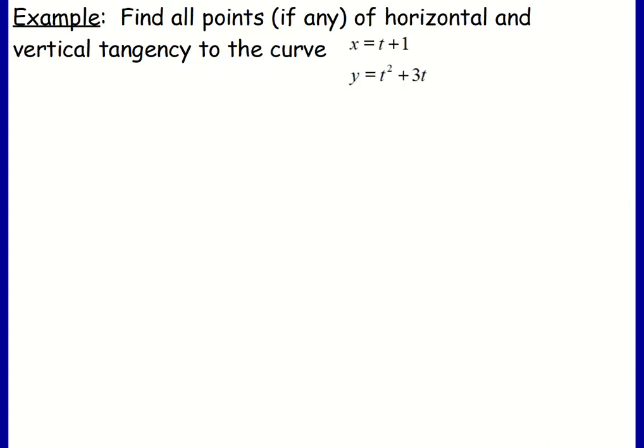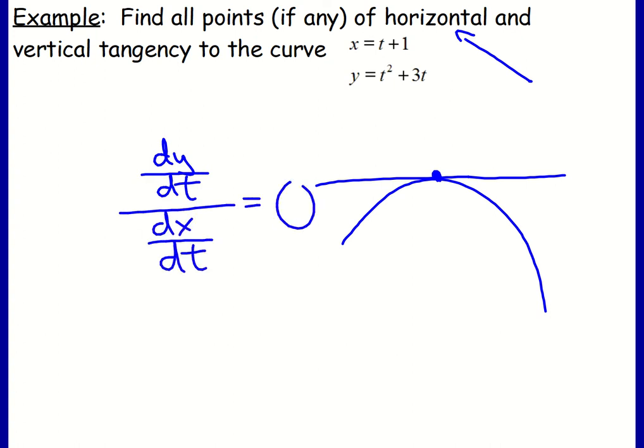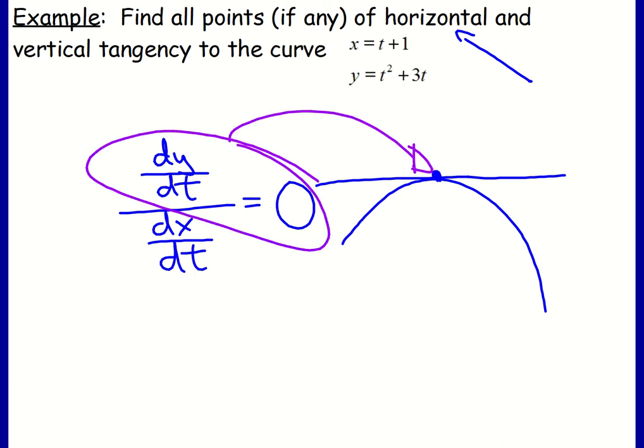Okay, so two things left. One is to find all the points of horizontal and vertical tangency. We're not going to do this problem. I'm going to leave you to it. But if we want a horizontal tangent to a curve, we know that means that the slope, dy dx, has to equal 0. And so if dy dx equals 0, then that means the numerator of this thing equals 0. So dy dt equaling 0 is what's going to give us a horizontal tangent.